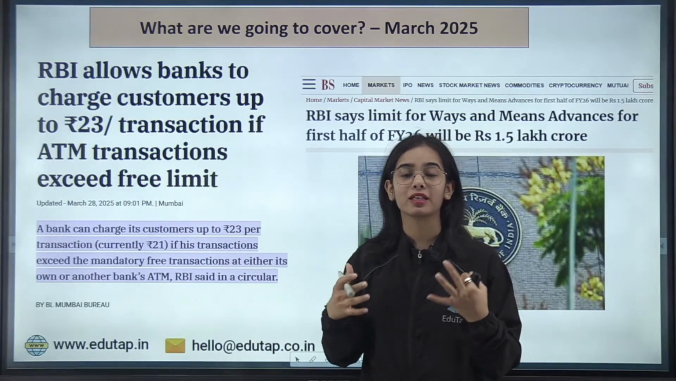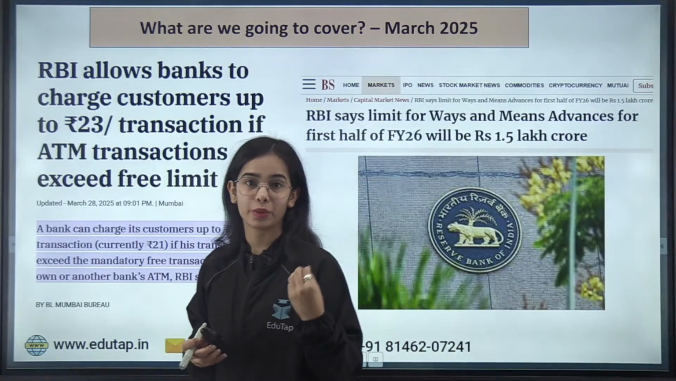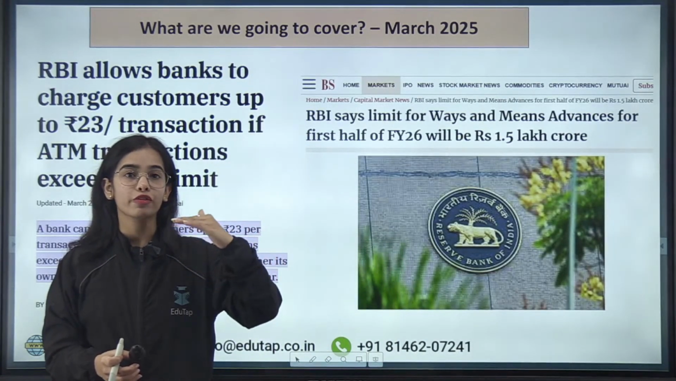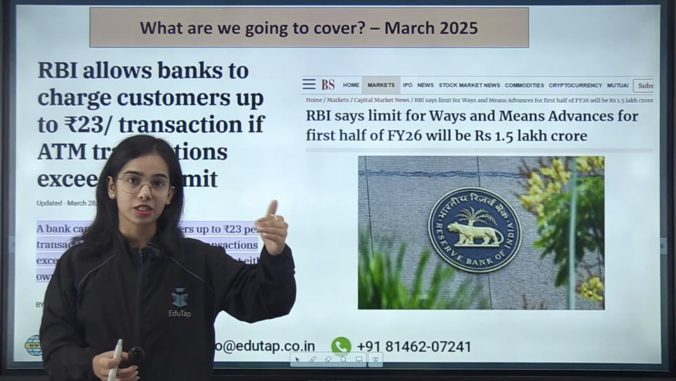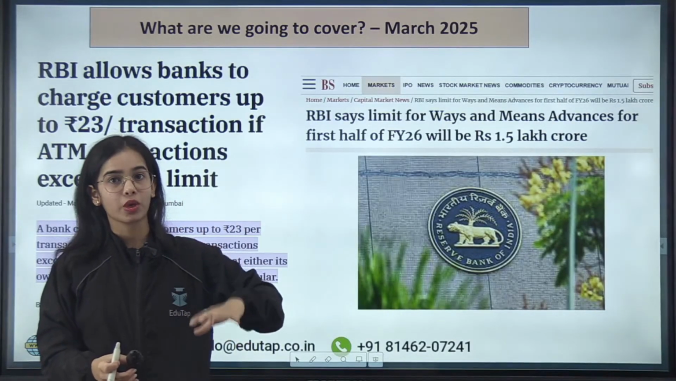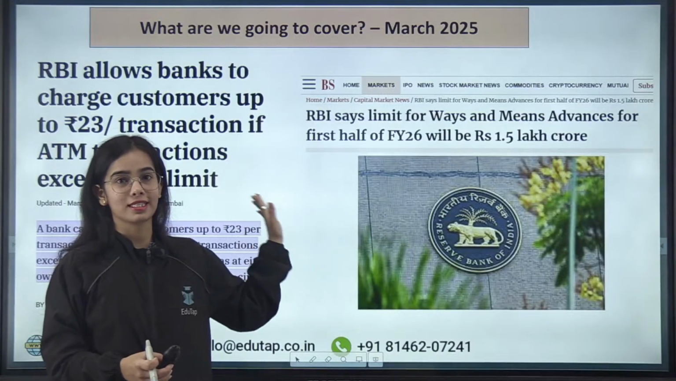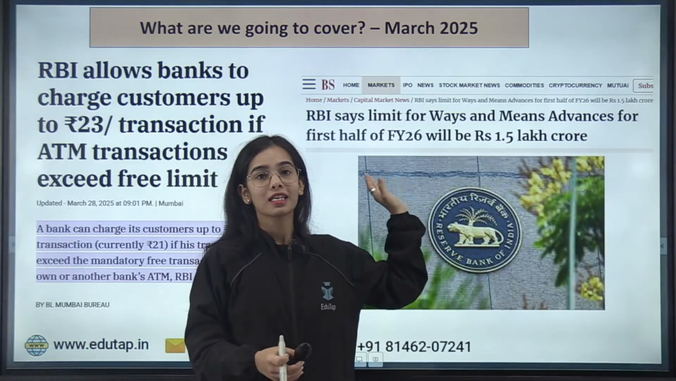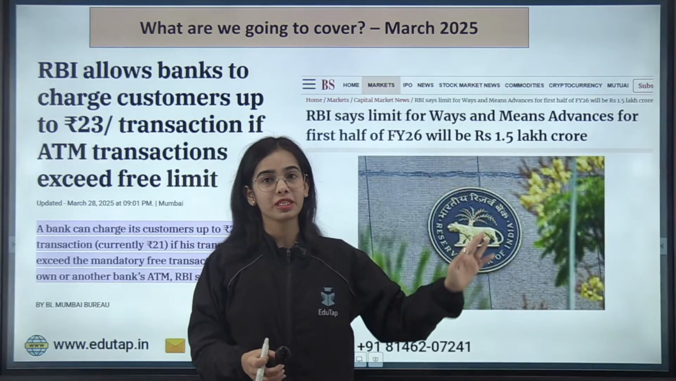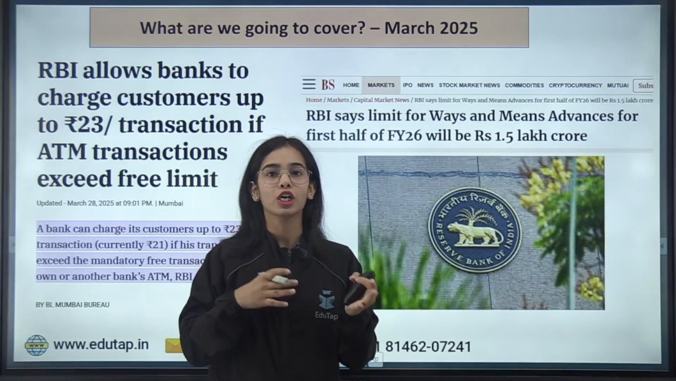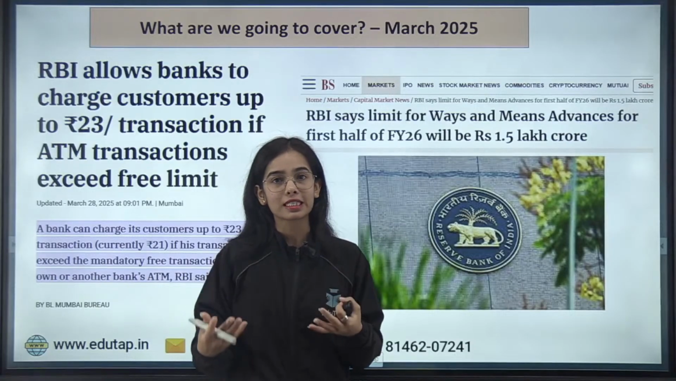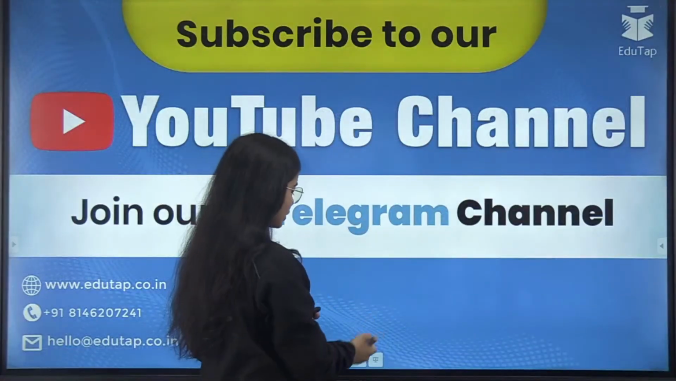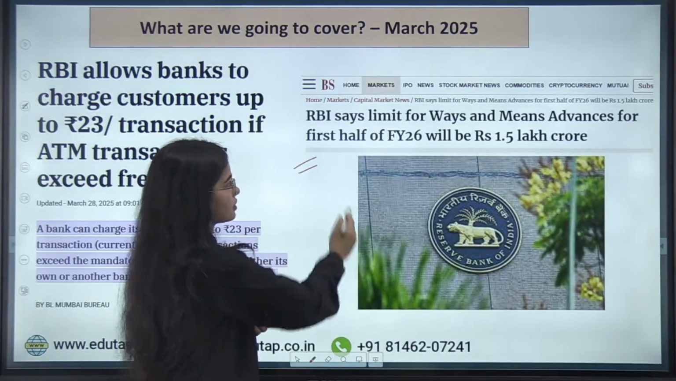We will discuss the various limits that has been determined. Okay, so this is a very important news article, as well as you need to know the different limits for the customers as well as for the banks. Okay, so that we are going to discuss in today's session, as well as the second news article is regarding the RBI has set the limit for the ways and means advances for the first half of the new financial year. So we will discuss what is this limit, as well as what is the ways and means advances. So that is also what we are going to discuss in today's session.